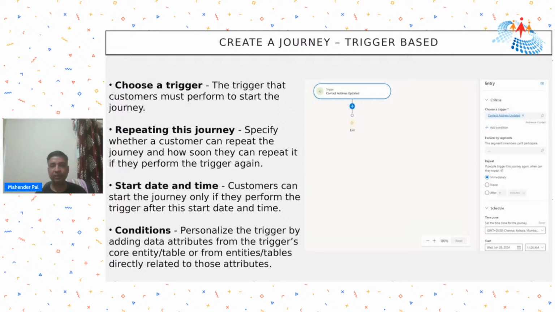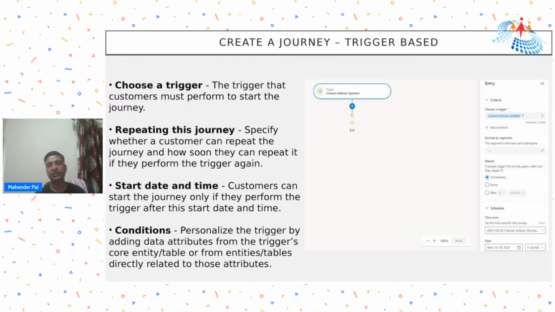Then we have some other options. Do we want to repeat this? When we want to repeat, those timings are there, where after a specific duration we want to repeat it, or we don't want to repeat it. Then there is scheduling, when we want to trigger and start it, so we can select the time zone here. It will show you the list of available time zones, and then we can set up the start date and timing here, so that in this time zone we want to start our journey on this particular date and particular time. Those things are available in the editor here.